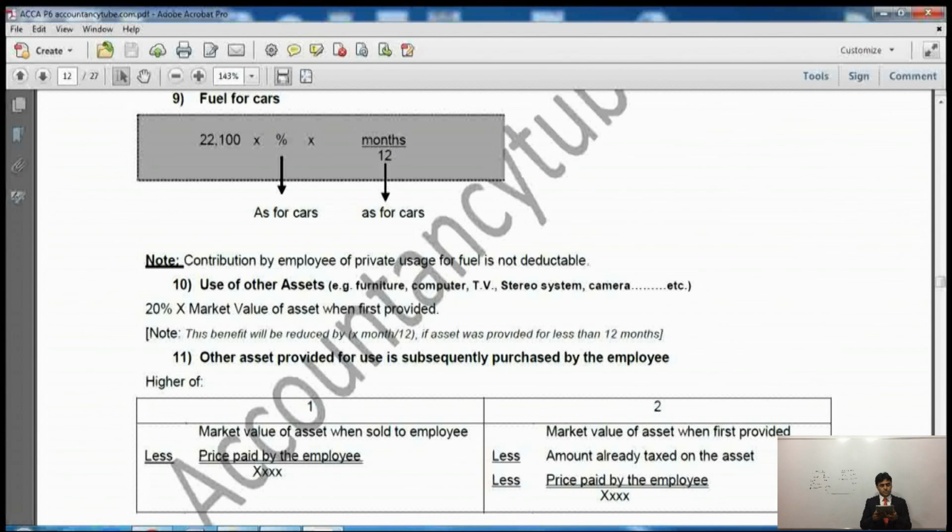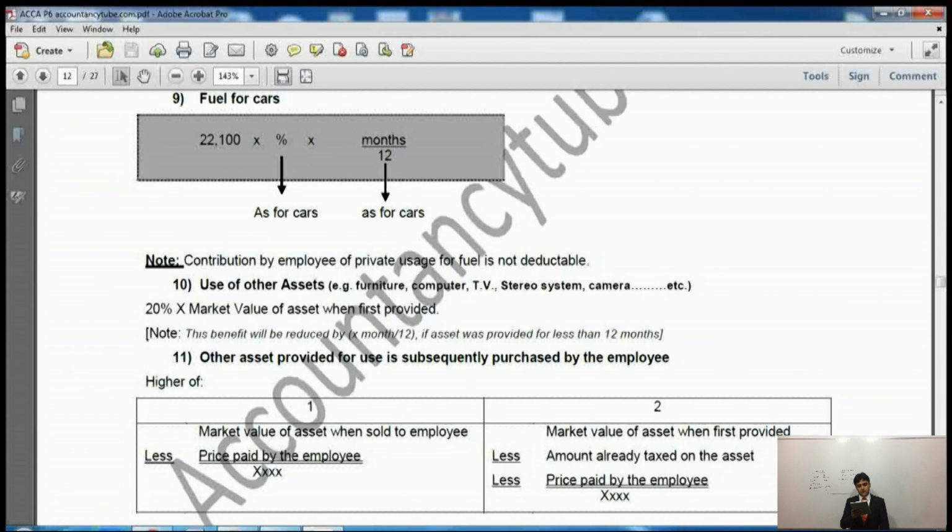Then it says other assets provided for use is subsequently purchased by the employee. Say for example, if my boss has given me a laptop and I have used it, and after using some time I asked my employer if I can buy this one, what shall I do then? How to calculate the benefit? Now this is the way to calculate it.